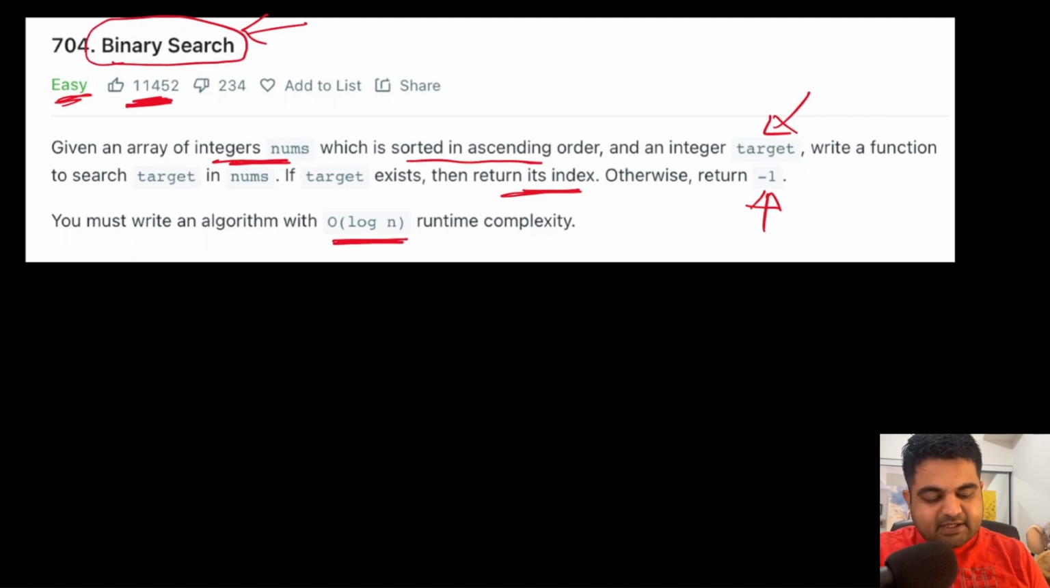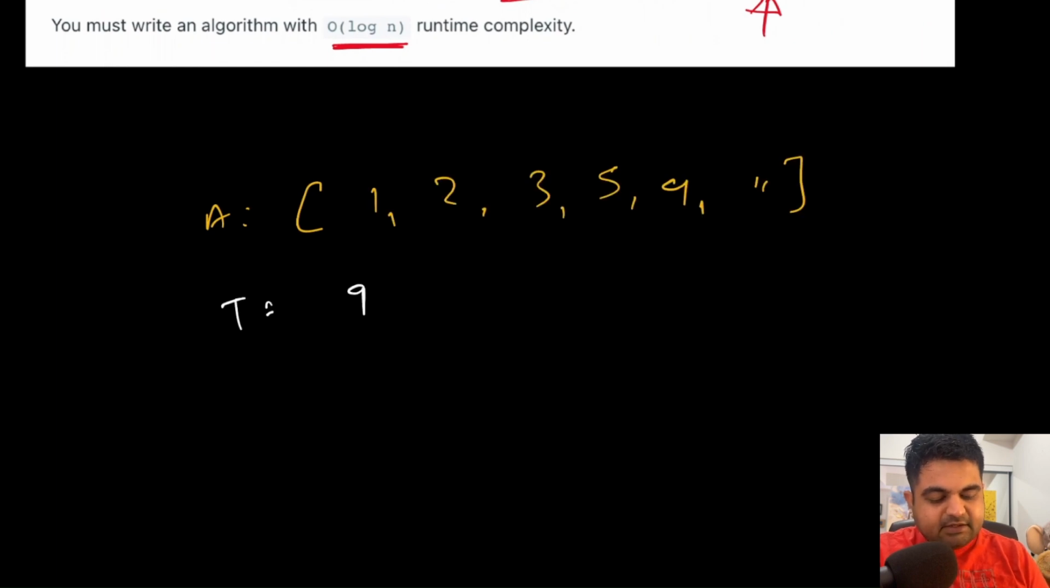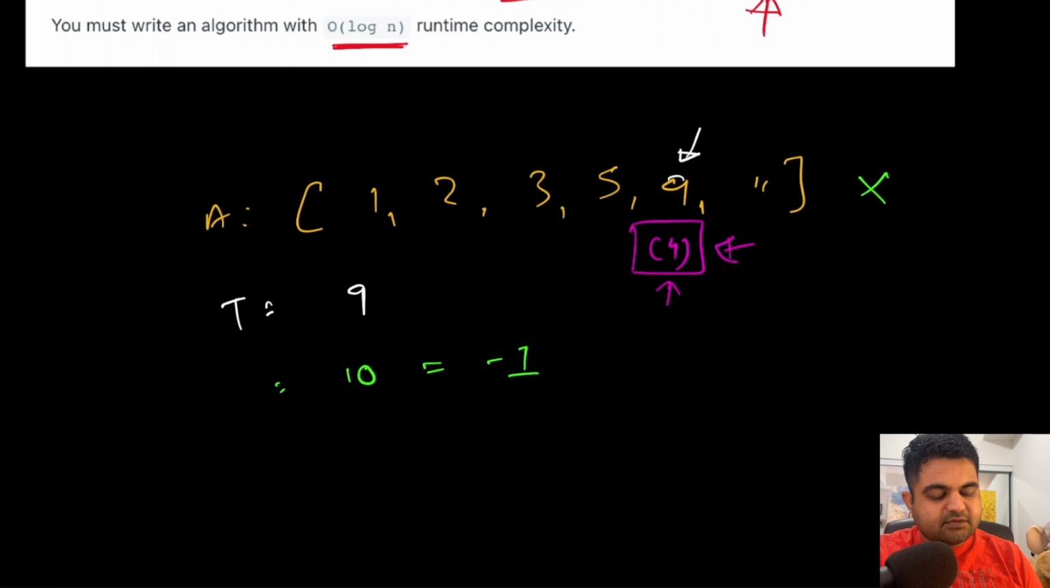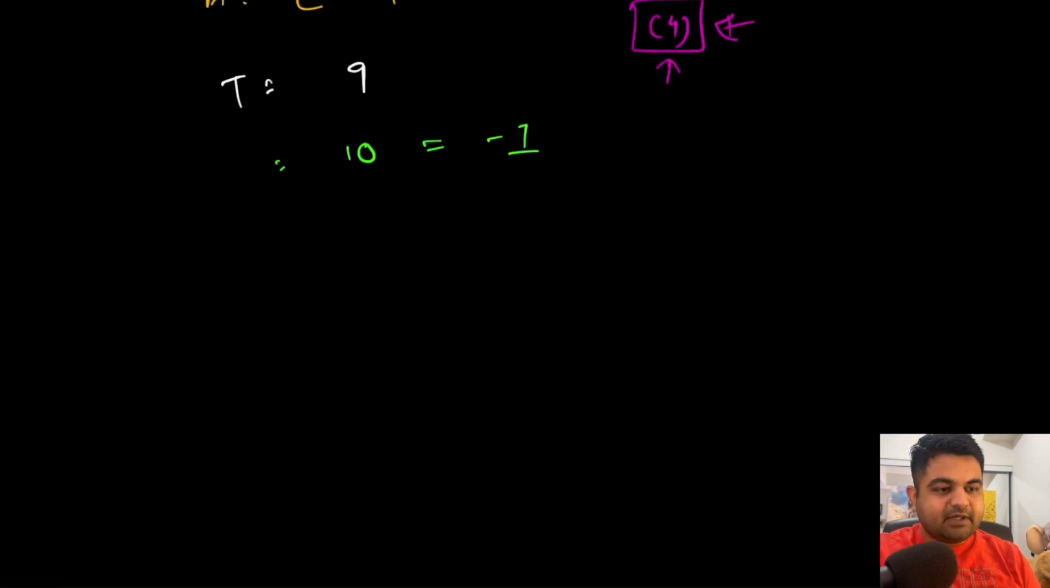So let's try to understand what is being asked of us. Suppose we are given an input array like this. We are given the target value to be 9. In this case, we can see that 9 is present inside this given array, and it is located at index 4. So we need to return 4 as the answer because 9 is present. Now in the same problem, suppose we are given 10. 10 is not present inside the array, so we need to return -1. So this is what the problem is asking us to solve. It is very simple to understand.